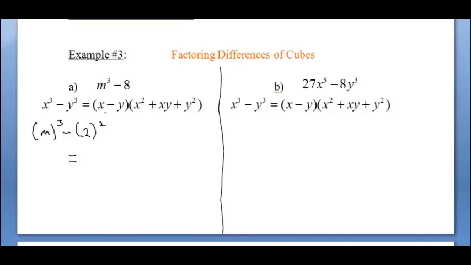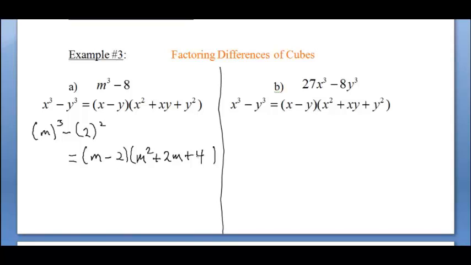So now, like I said, this is going to be our x and y, so that would be m minus 2. Now we follow the pattern. We square the first term, so we square m, that gives us m squared. Our middle term is always opposite, so since this is a minus 2, we're going to write plus. And the middle term is the product of our x and y, so we're multiplying 2 times m, which is 2m. And our last term is always plus because we're squaring our y. In this case our y is that 2, so when we square it we get 4.